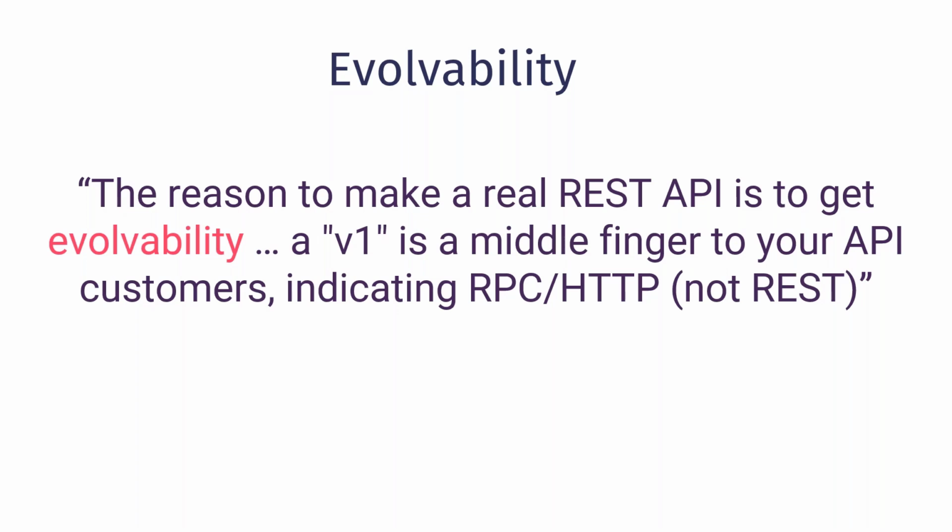Okay, moving back, we'll talk a little bit about versioning. And I'm going to ask you, how many of you had this in the URLs? Like your API dot com slash v1 and then the endpoint. I did, but since cool URIs don't change, this will hurt evolvability. So there is a quote here from Roy Fielding on Twitter in 2013 saying that the reason to make a real REST API is to get evolvability. A V1 is a middle finger to your API customers, indicating, in fact, that there is an RPC HTTP and not REST. So having this V1 there, I wonder how many of your APIs remained until the end of life with V1 there, because you are afraid to change, because changing that endpoint would have caused you to change the client. I did, I admit. I am to blame for such an API.